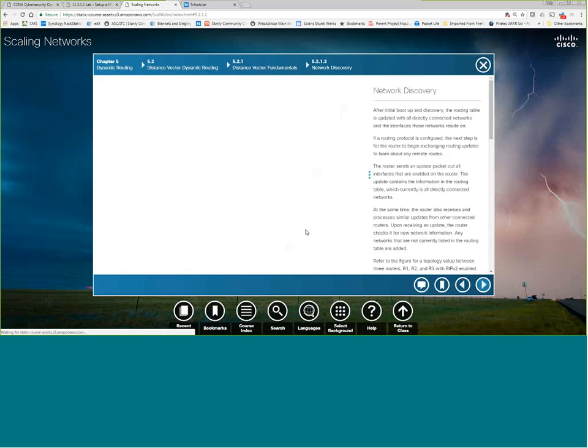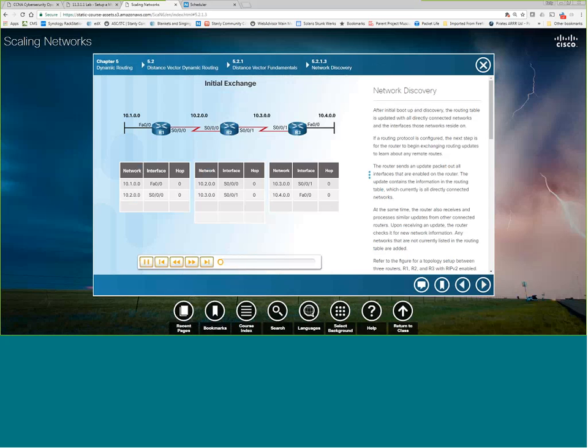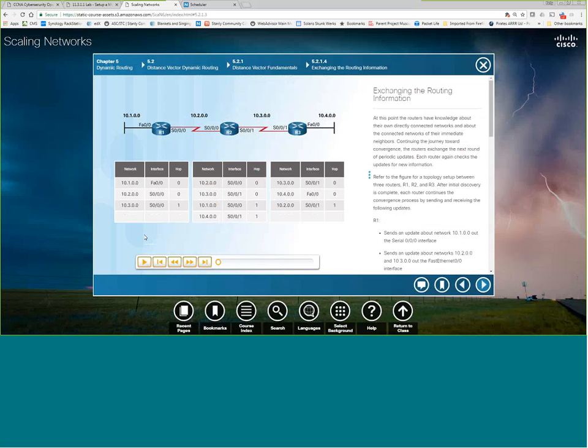It will then send that information out to all of its neighbors. And the neighbors will then integrate that into their route tables. Okay? So each one of the routers will do the initial exchange and send out information about the networks they are connected to. And then those will be placed into the neighbor route tables via the updates.